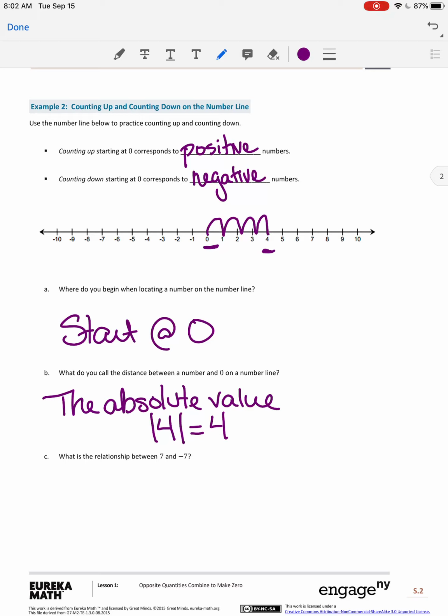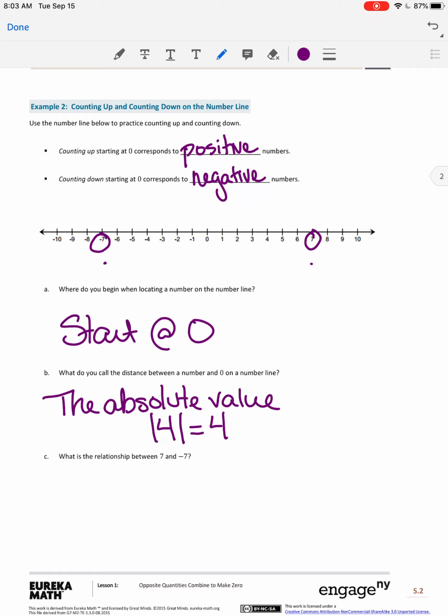So the next thing says, what is the relationship between 7 and negative 7? So I have 7 here and negative 7 here. What is the relationship between those things? Well, it might be hard to tell at first, right? Because we have a negative number and we have a positive number. But there is a relationship between those.